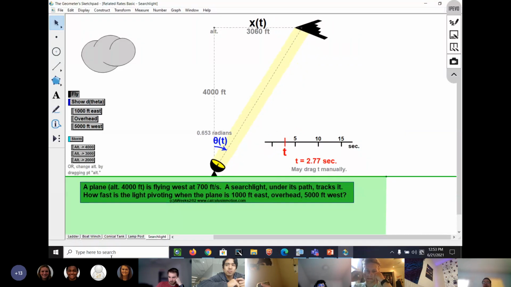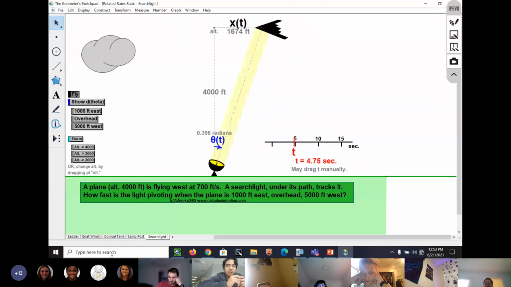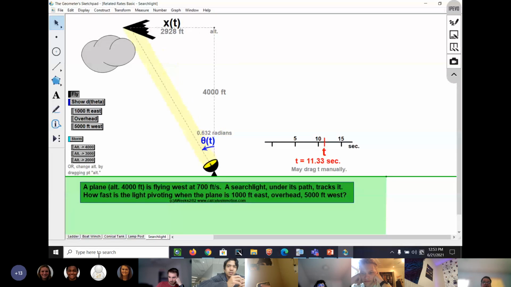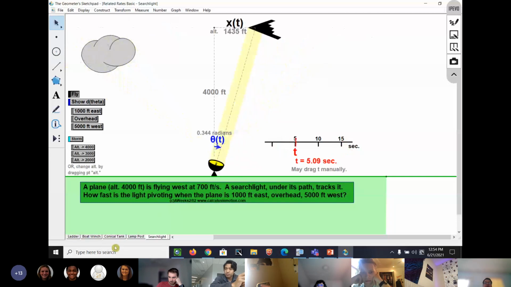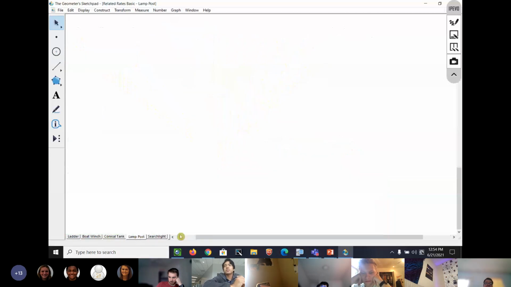As the distance decreases, the angle decreases. As the distance increases, the angle increases. These are all what's called related rates. And something happened to my lamp. It's supposed to show you there it is.